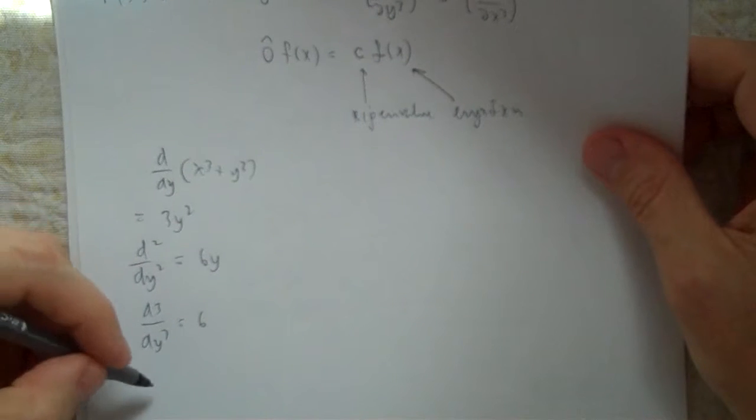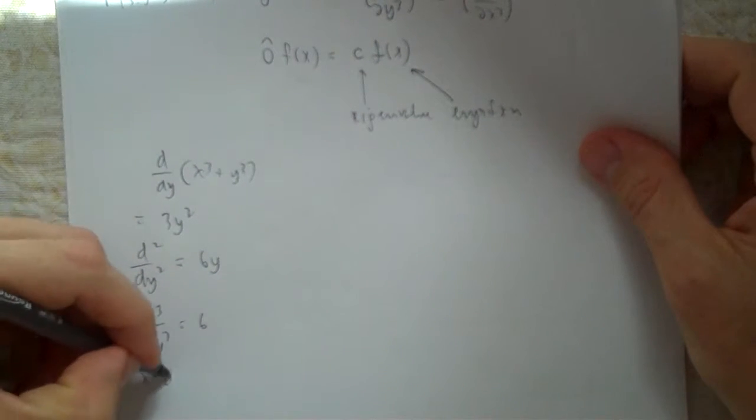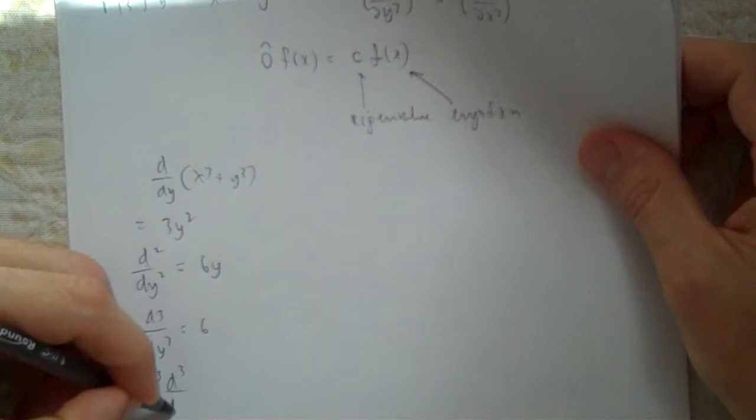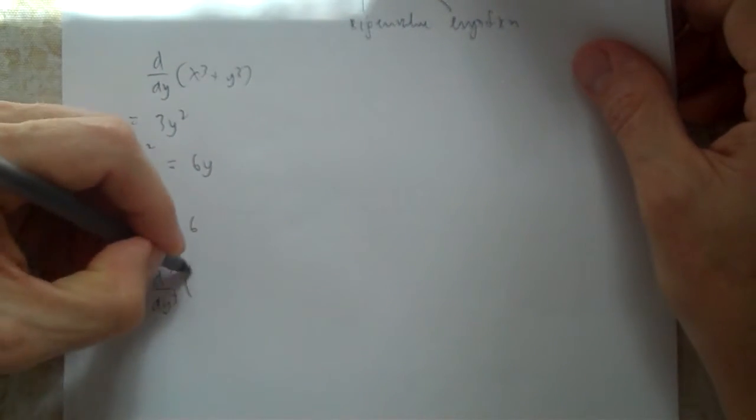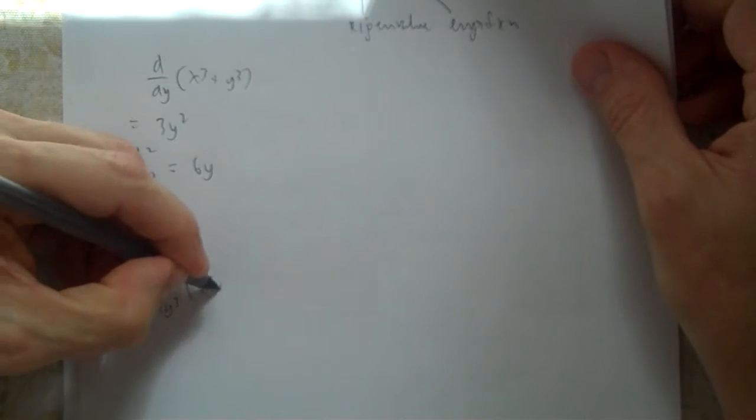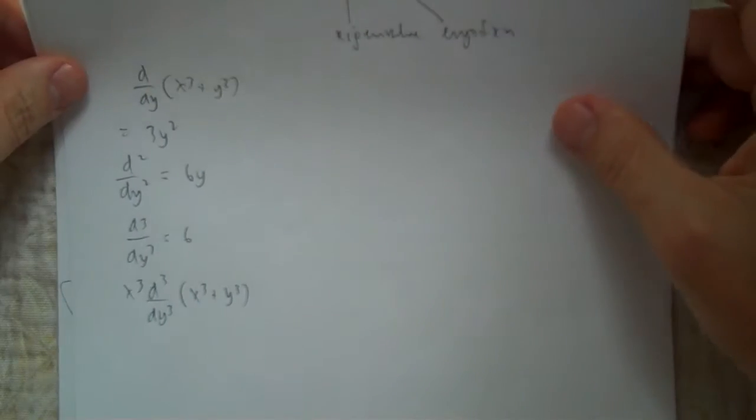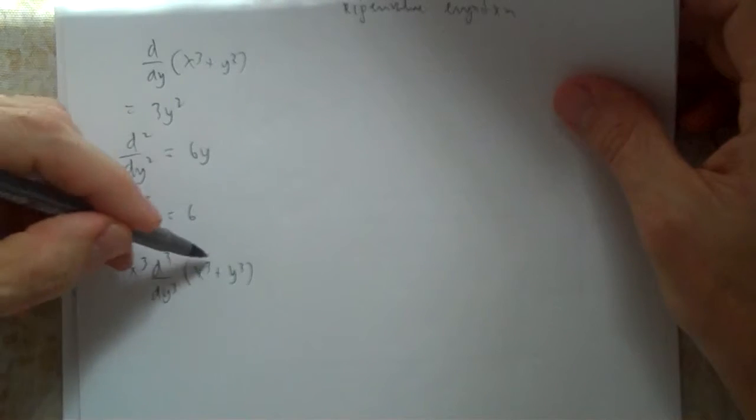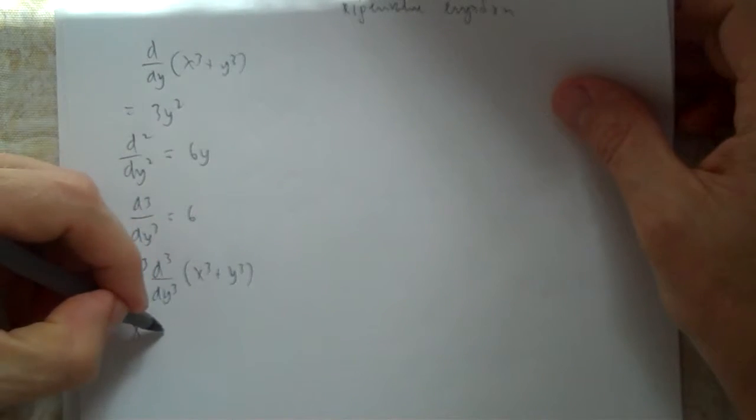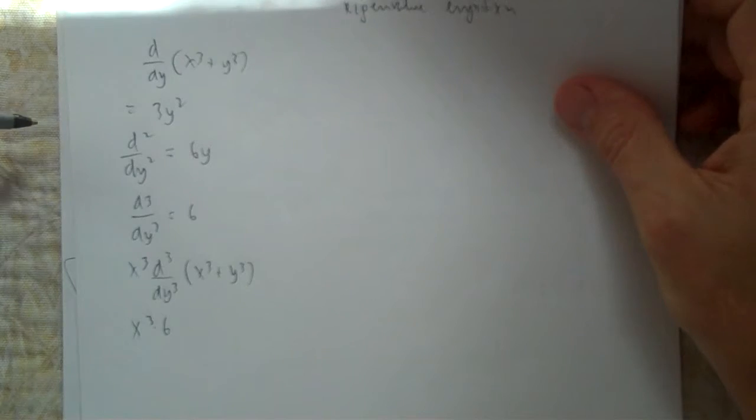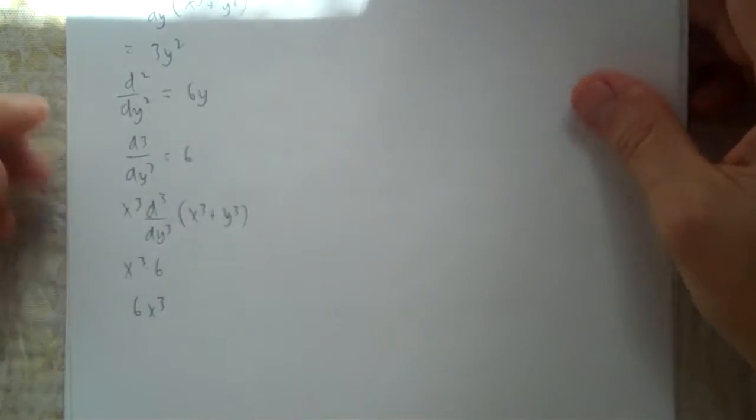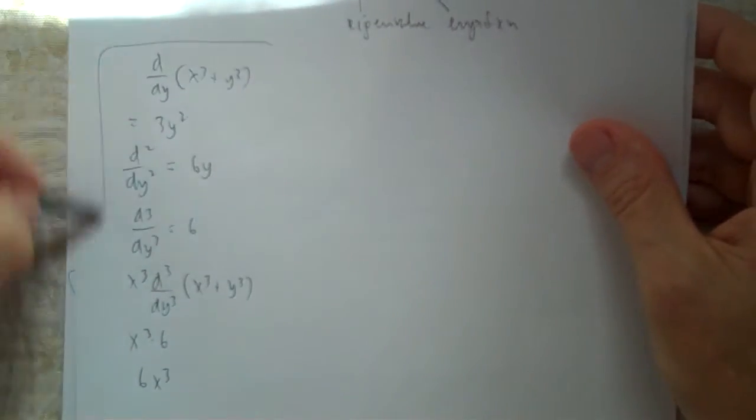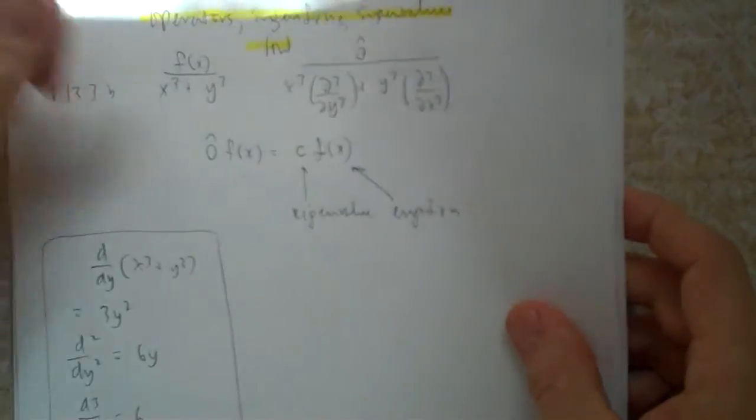Then I take that x cubed times the third derivative with respect to y of the function x cubed plus y cubed. We have to operate on it first, so it's the same thing as x cubed times 6, so it's going to be 6x cubed. That's the first term here. Let's keep that separate.